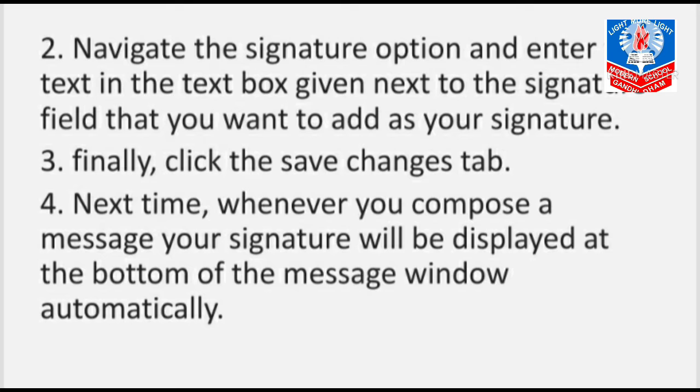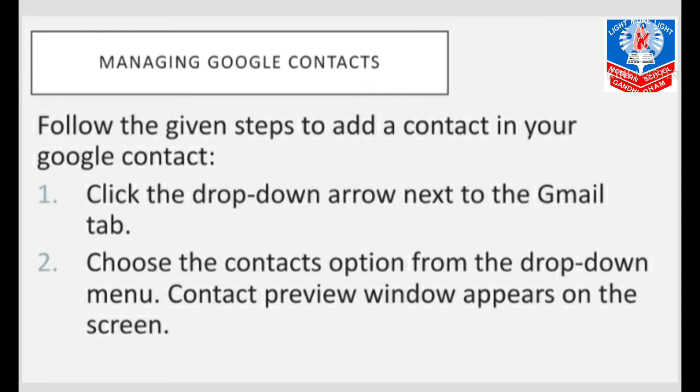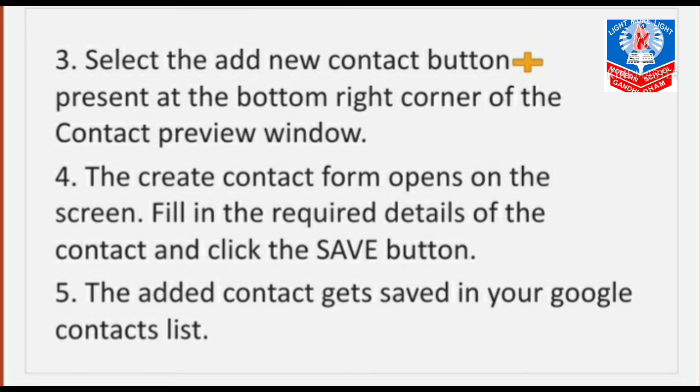Now moving further, managing Google contacts. Follow the given steps to add a contact in your Google contacts. First, click the drop down arrow next to the Gmail tab. Choose the contact option from the drop down menu. The contact preview window appears on the screen.